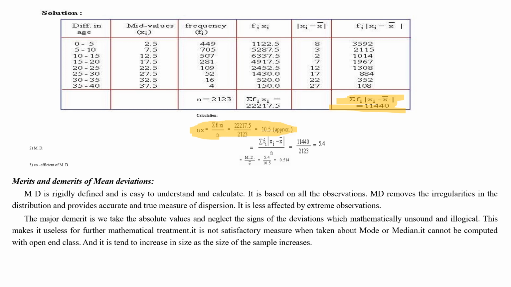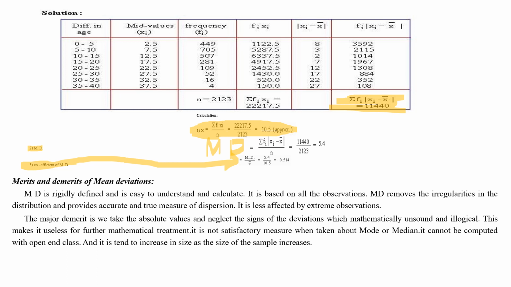So that is divided by n. We'll get a mean deviation divided by x bar, and we get 0.514. That is the coefficient of mean deviation. Mean deviation divided by x bar will give the coefficient of mean deviation. Mean deviation, MD, is equal to summation of fi into xi minus x bar divided by n, and coefficient of mean deviation is equal to mean deviation divided by x bar.